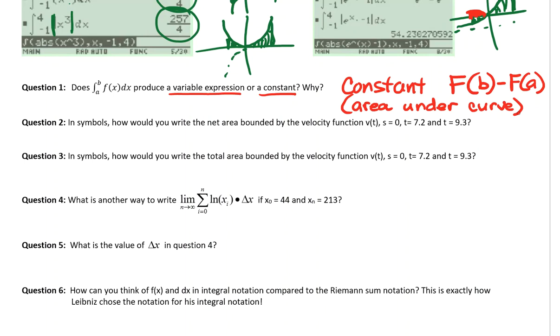Question 2, how would you find the net area? So net area rather than total area. So no absolute values. So here's our A value and our B value for our limit. So we're evaluating from 7.2, I didn't leave much space here to write, 9.3 of v of t, a velocity function. And I think that's all we're being asked to do here.